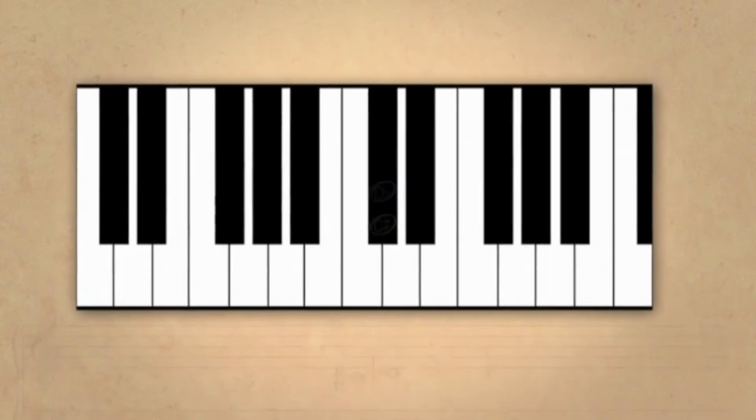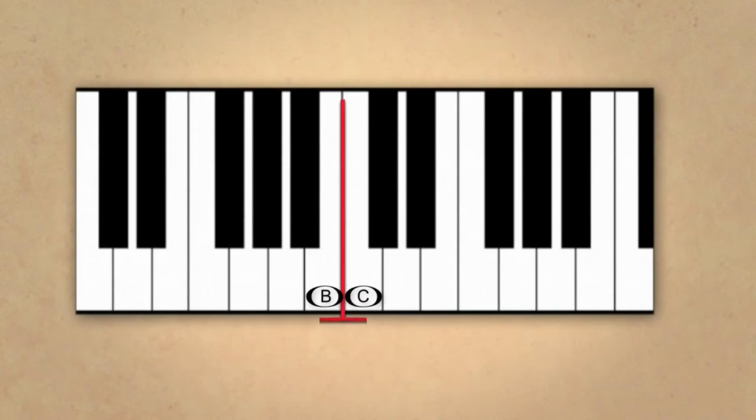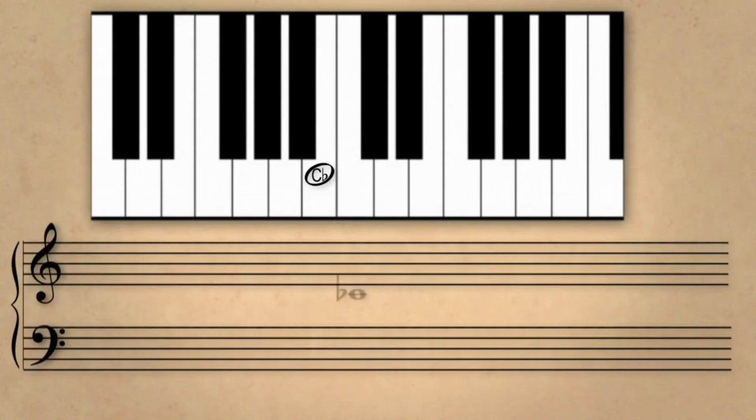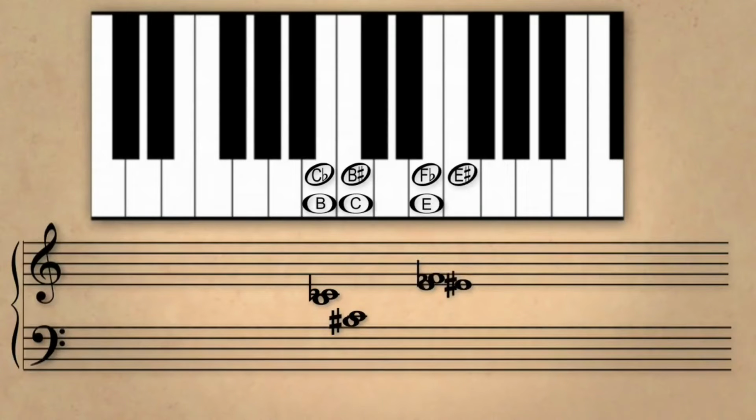On our piano keyboard, notice that between the B and C and the E and F, there is no black key. Therefore, a C flat is the same as a B natural, and a B sharp is the same as a C natural. An F flat is the same as an E natural, and an E sharp is the same as an F natural.